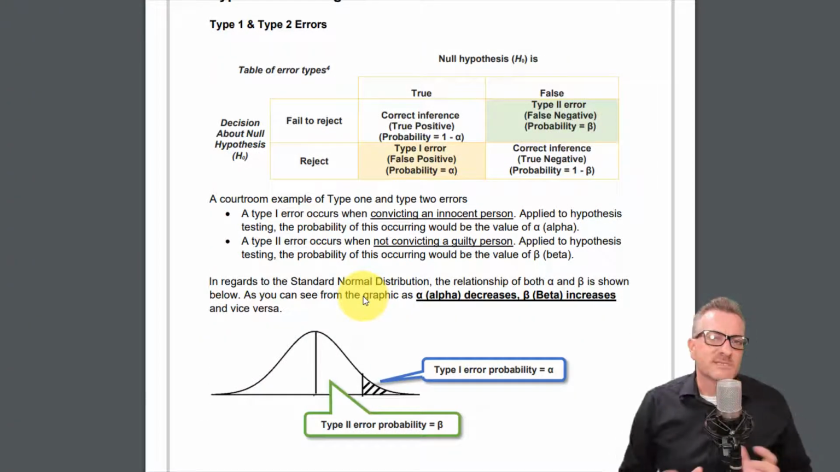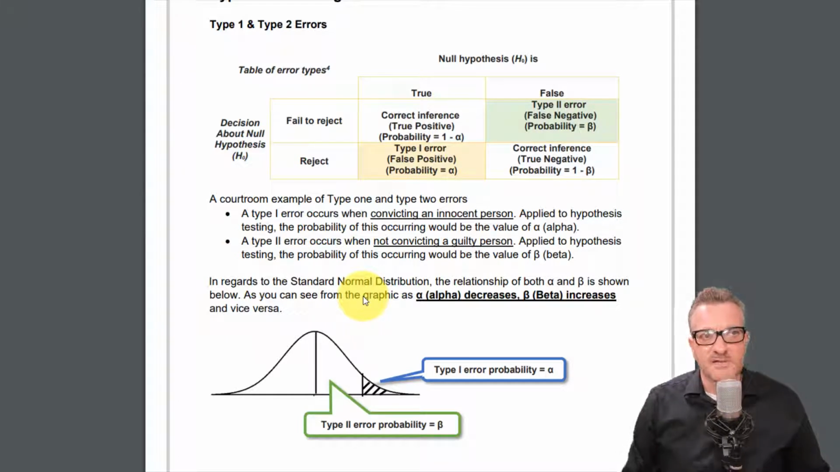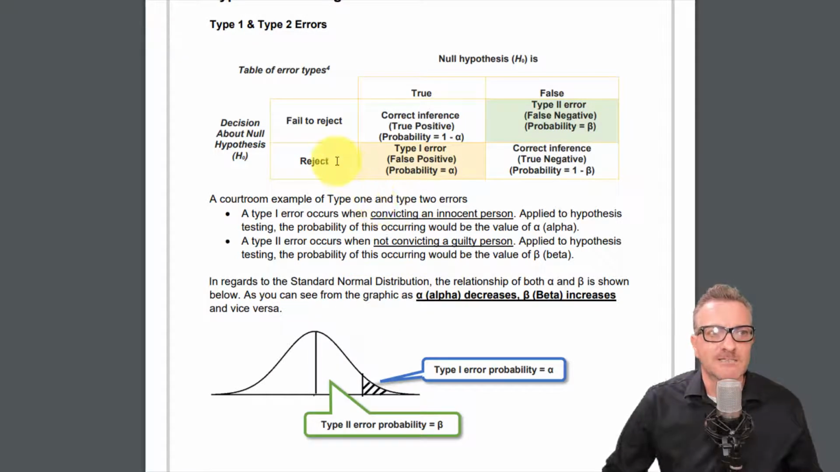So, type 1 and type 2 errors. These are not easy to think about, so let's do some explanations here. This is a table of error types, and the data goes two different ways.